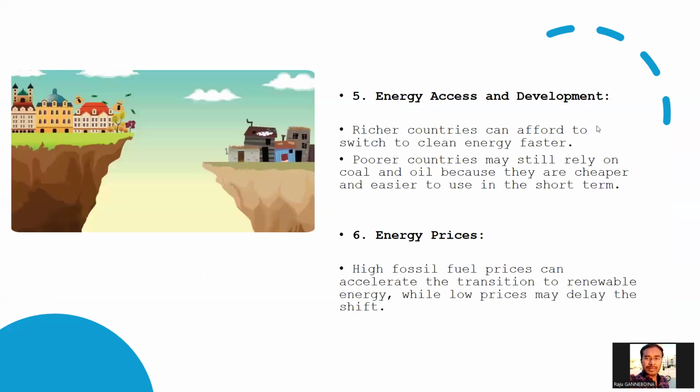And the fifth main thing is energy access and development. Richer countries can afford to switch to clean energies, and poorer countries must still rely on coal and oil because they're cheaper and easier to use in the short term. And the sixth and last one is energy prices. Higher fossil fuel prices can accelerate the transition to renewable energy, while low prices may delay the shift.